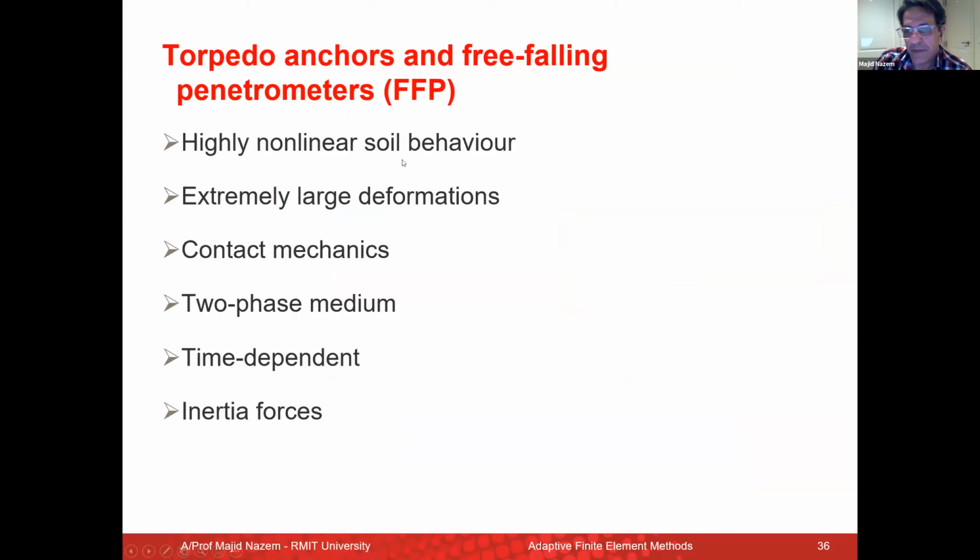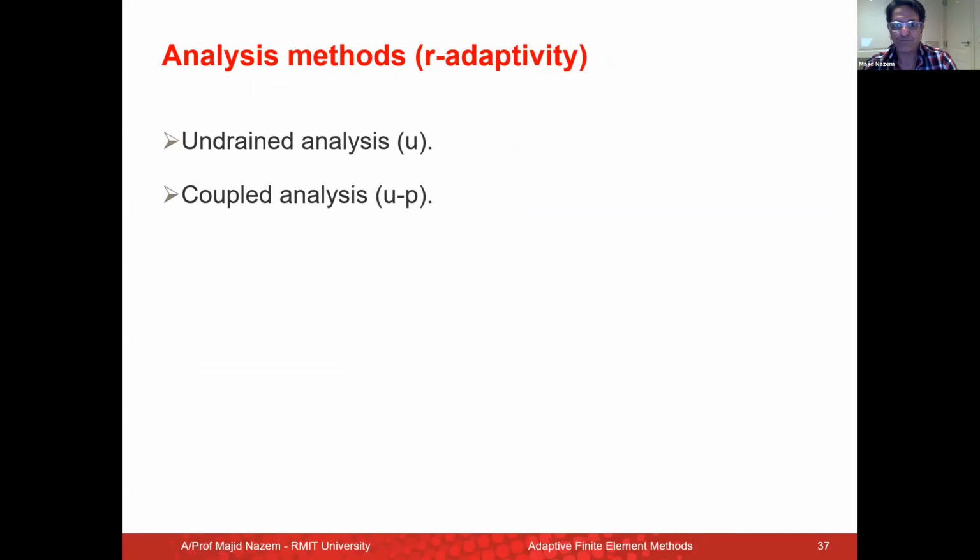Okay, what are the main characteristics of these problems? Basically, the soil behavior is highly nonlinear. Deformations are relatively large. We need to consider contact mechanics due to the changing interface between the torpedo and the soil. In some cases, in the torpedo case, we have a two-phase medium. Of course, the problems are time dependent, and we also need to consider the presence of inertial forces. We can do this kind of analysis in two forms. One is to use the standard displacement analysis and conduct the analysis in terms of the total stresses, or we can do a coupled displacement and water pressure analysis, and I will go through both of them shortly.